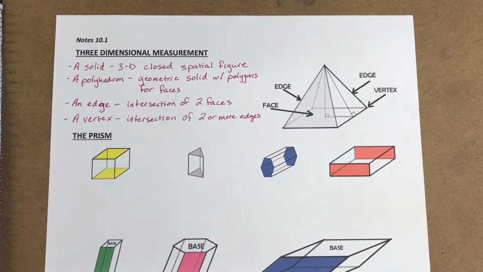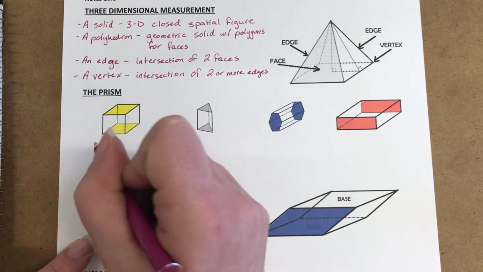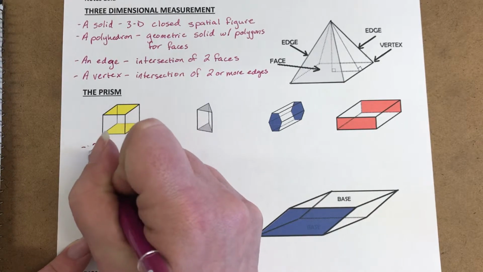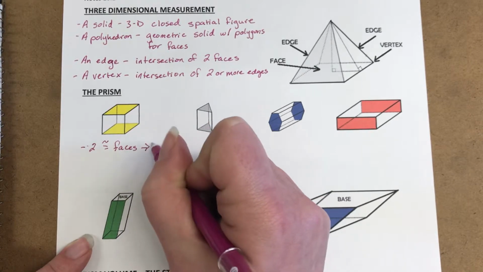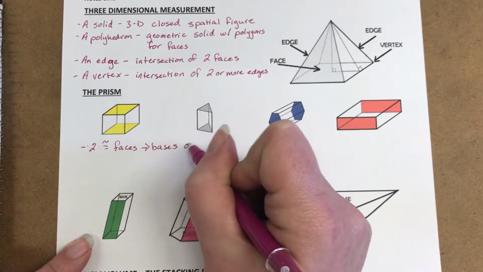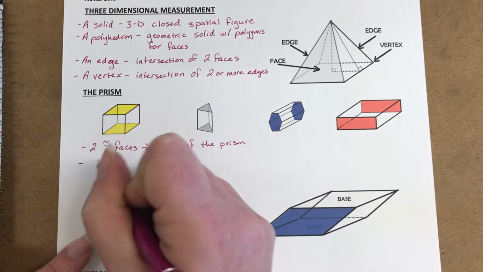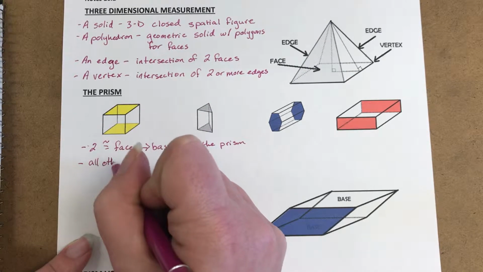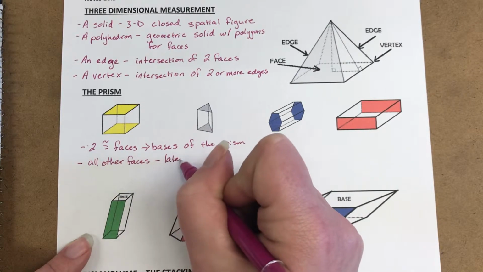So what we're going to start talking about in this chapter first is prisms. Essentially a prism is a geometric solid that has two congruent faces, and we call these the bases of the prism. All other faces are called lateral faces.